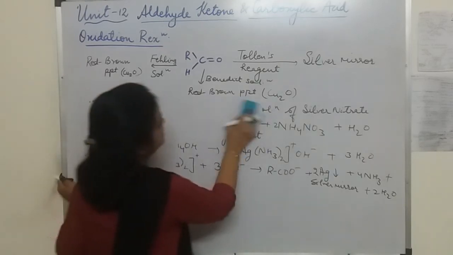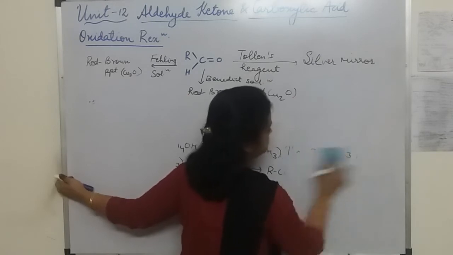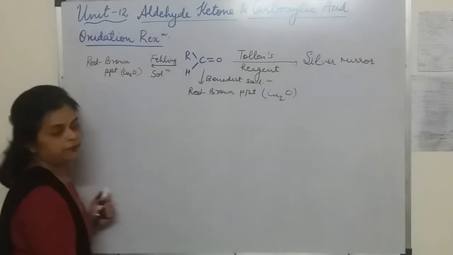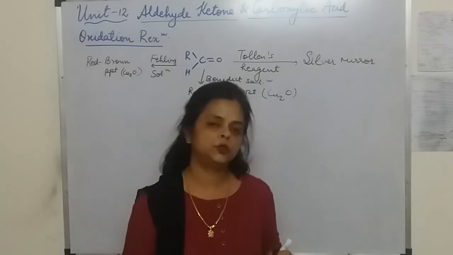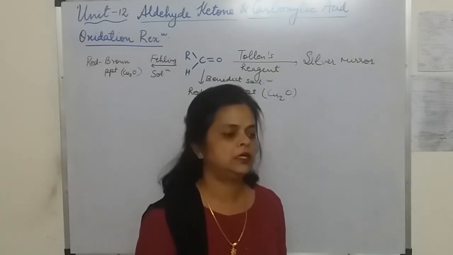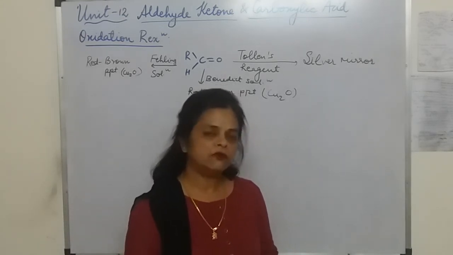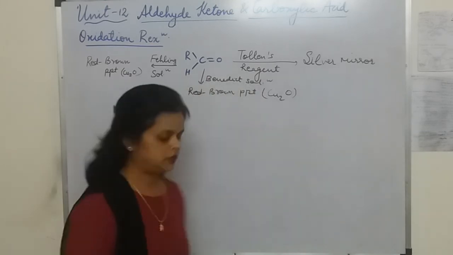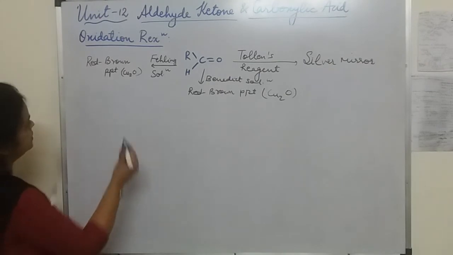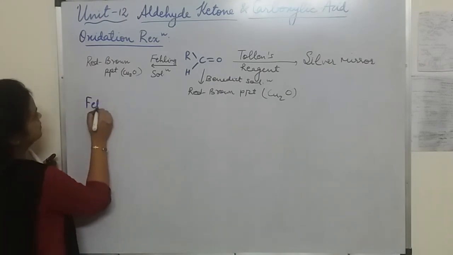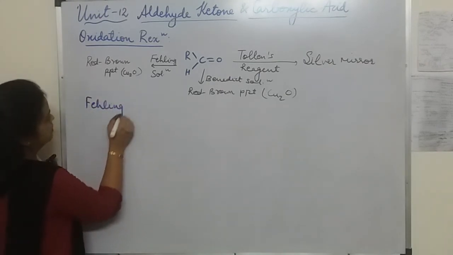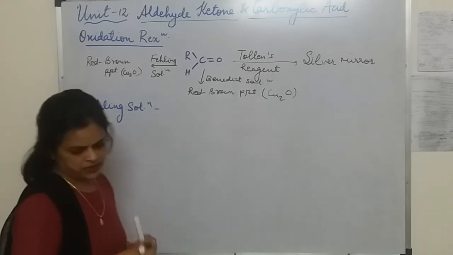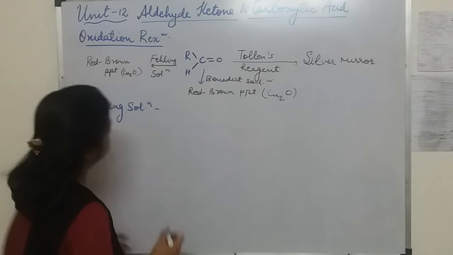Now the second one is the Fehling solution. This part is also important from the practical point of view, because in our 12th class we have one experiment where you have to identify the functional group, so it will be helpful over there also. Let's start with the next one, Fehling solution. Now what is this Fehling solution?